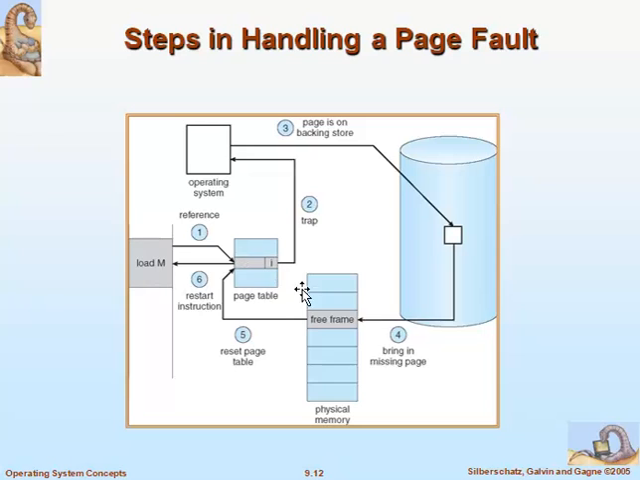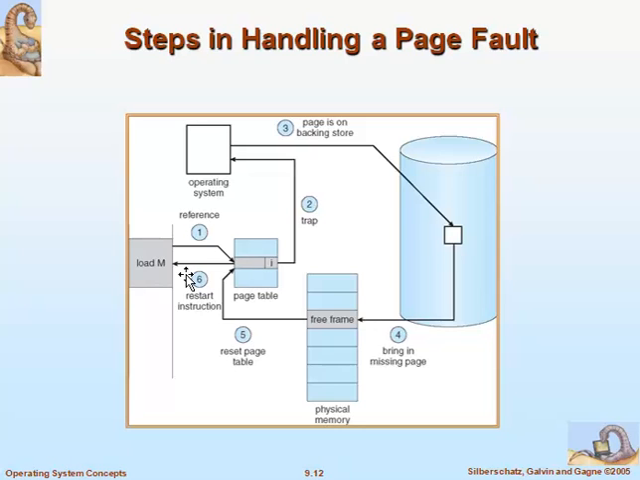Once it is done, now the particular page is available. Then the last step is to restart the instruction wherever we got the page fault. Wherever the process requested a page and we got a page fault, that particular instruction will be restarted, and the process will continue from that instruction and carry on with the rest of the instructions.